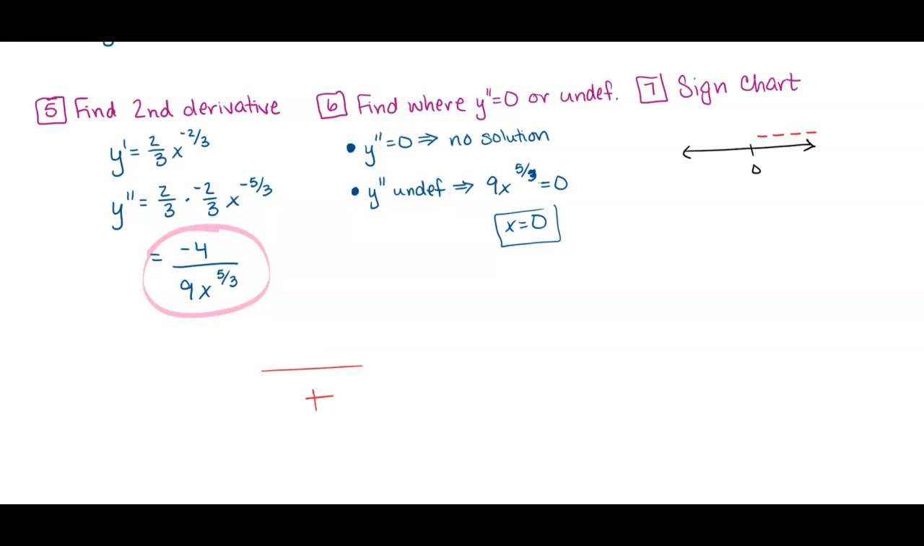Imagine plugging in a negative number. I'm going to have a negative on the top, and on the bottom, a negative number to the 5th power, negative. Cube root it, still negative. Multiply it by 9, still negative. And a negative over a negative gives you a positive.